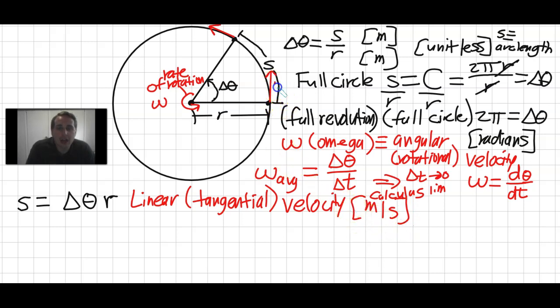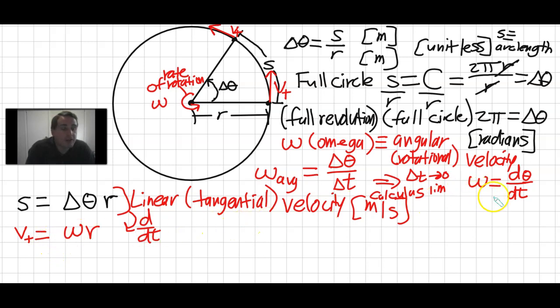And if we call that v, vt, v tangential, then we can get a relationship between omega and v tangential. In fact, in order to get that relationship, we just take the time derivative of this equation, assuming the radius is constant. So if s is equal to delta theta times r, we know the time derivative of theta with respect to time should be omega. So this should be omega times r, and that's equal to the tangential velocity.